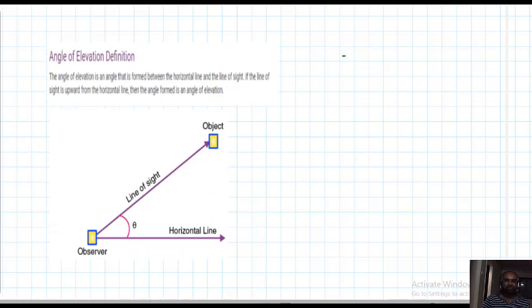First of all, everyone knows what is meant by an angle. Two different rays having the same initial point, the space between them is taken as an angle. So this is theta. When this theta is called angle of elevation, and when this theta is called angle of depression.